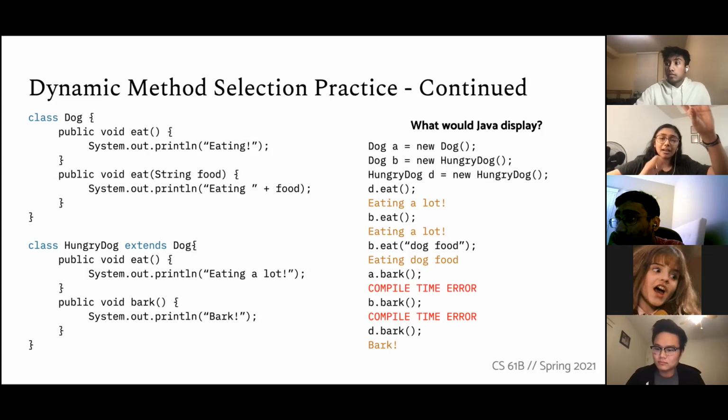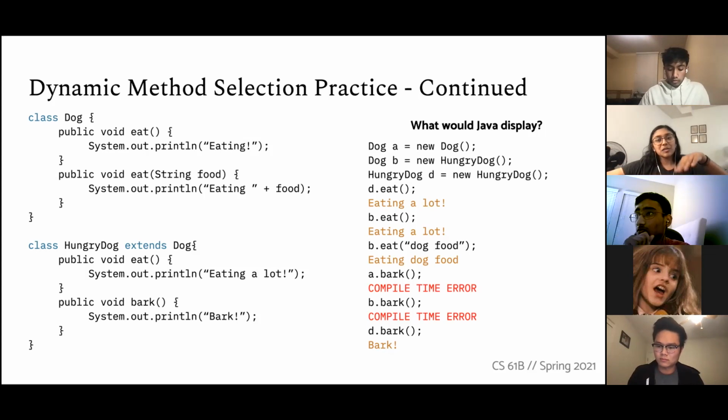So unless HungryDog overrides the function with the exact same parameters, it also has to take in a Dog rather than a HungryDog. We can't override it. So we're going to use the function in the superclass, even though there's technically a function that fits better in the subclass. And you can exploit this when you write code.